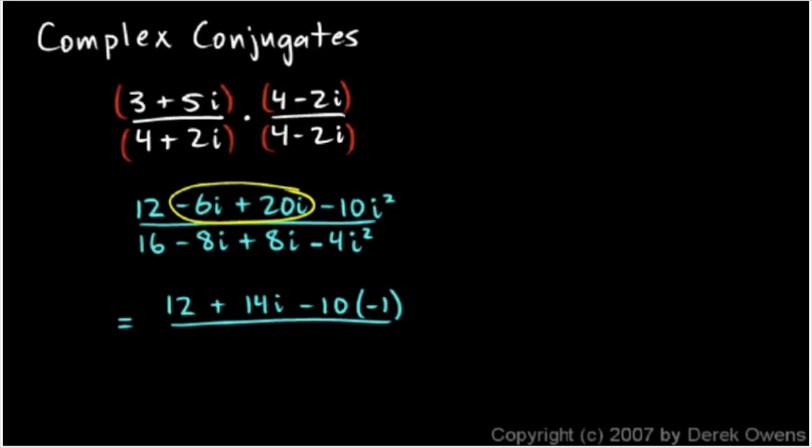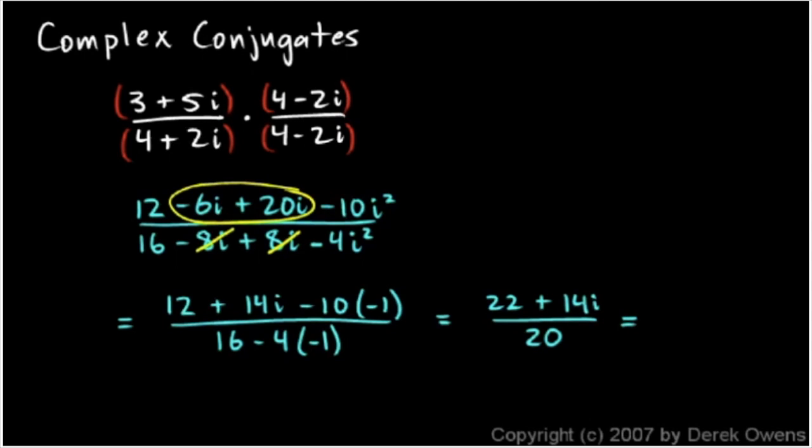Okay, so that'll simplify some more. But let's look at the denominator. Look down here, the minus 8i and the plus 8i cancel each other out, and we're left with 16 minus 4i squared. And again, the i squared is negative 1. So let's simplify it a little bit further. I can combine this 12 and this minus negative 10. So that's 12 plus 10. That's 22. So I have 22 plus 14i up top. And on the bottom I have 16 plus 4, or 20.